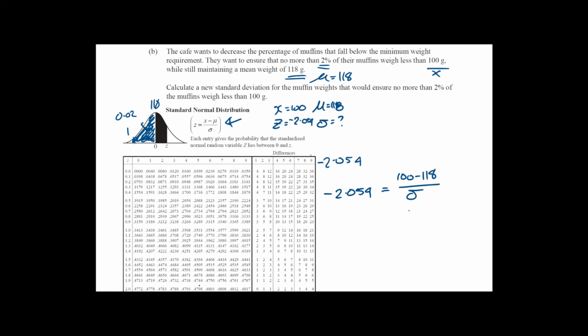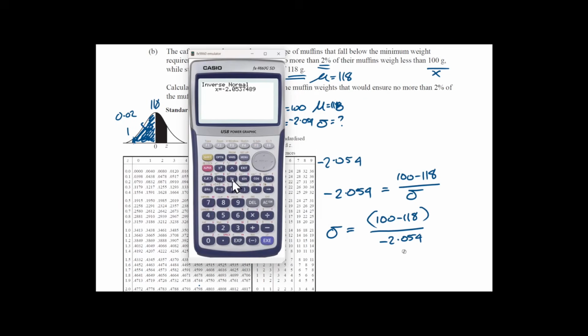So using a bit of algebra, we can cross multiply that. So the standard deviation that we want is going to be 100 minus 118, which is obviously minus 18, divided by negative 2.054. And then we would grab our calculator again and find that. So let's exit out of here. Negative 18 divided by negative 2.054.